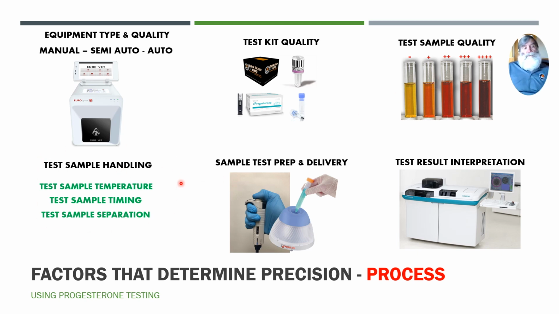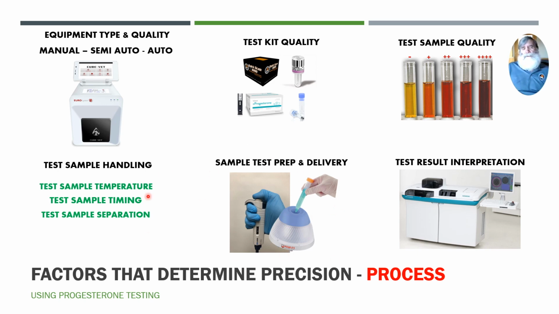Then along with that would be your test sample handling. Is the temperature of the room, the temperature of your sample, test sample timing, how long from the time that you pull the blood till the time that you run it. Test sample separation: did you spin it long enough? Did you let it clot before you spun it? Another one is sample testing prep and delivery. This would be on the manual units.